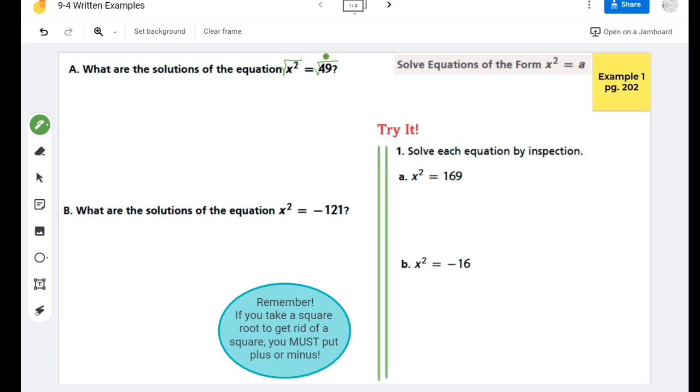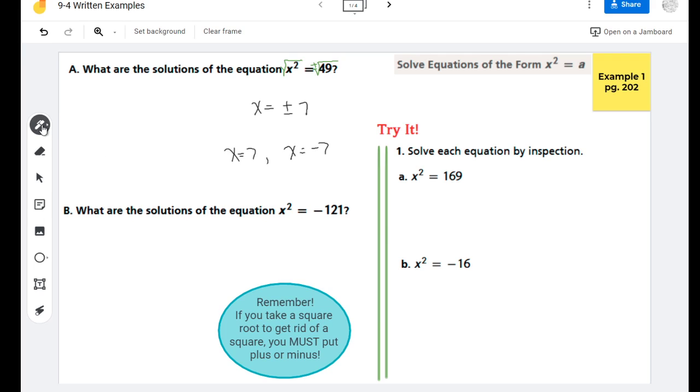Now remember, any time you take a square root to get rid of a radical, you always have to put a plus or minus symbol on here. Because when I put that there, what I'm saying is that x is positive or negative 7 in this case because of the 49. Negative 7 times negative 7 produces 49, and positive 7 times positive 7 produces 49. So we put that plus or minus symbol on there to tell us that there's two solutions, x equals 7 and x equals negative 7.